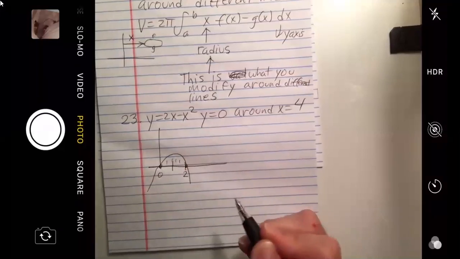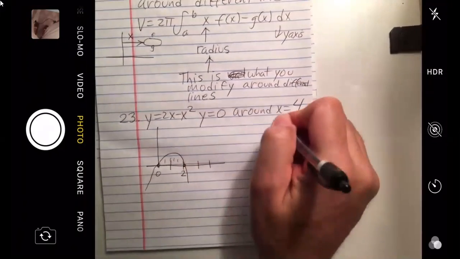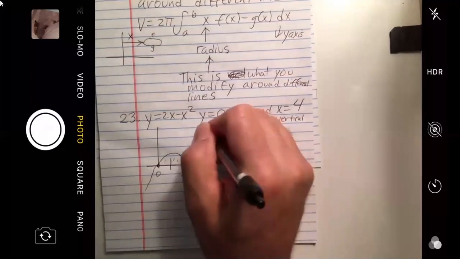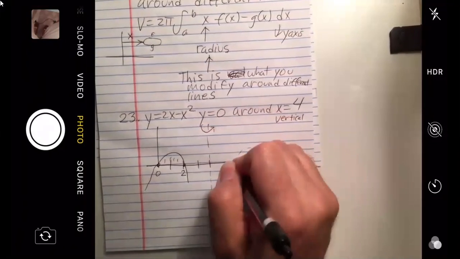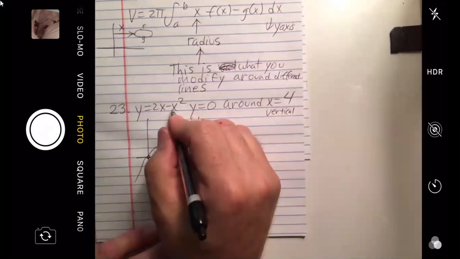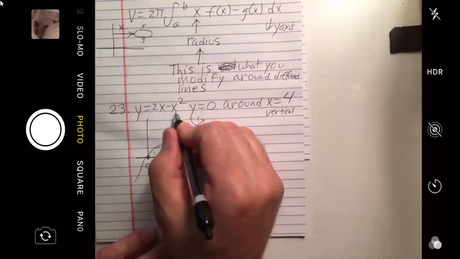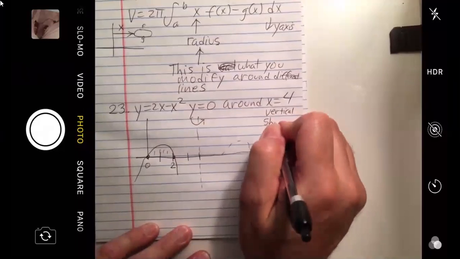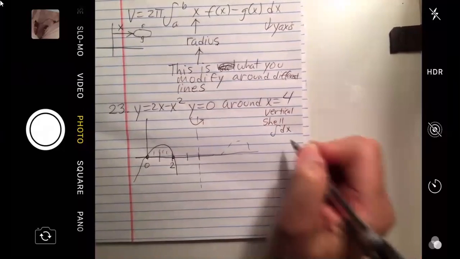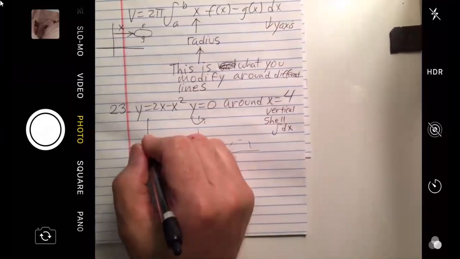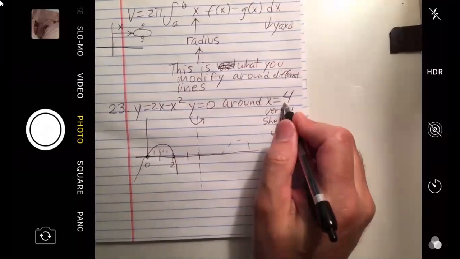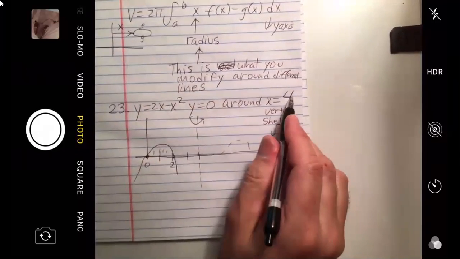So we're taking this around x equals 4. X equals 4 is vertical, same idea as your shell. So this would mirror over here. Functions of x around the y-axis was vertical. That said shell. This is shell with integral dx. You get a dx integral around any vertical, since the y-axis is vertical, it's the same thing around any other vertical.